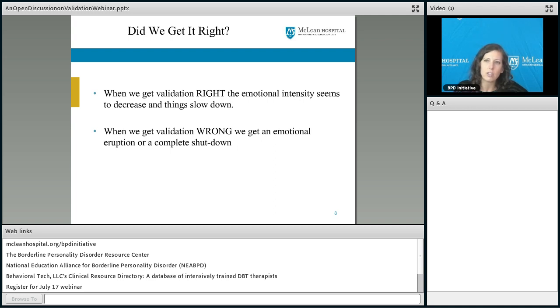And often when we get validation right, we get more information, okay? So people will start talking. They'll start telling you what's going on. They'll start giving you more information about the situation. And when we get validation wrong, we tend to get one of two sort of extreme reactions. The first one we get is an emotional eruption, right? So the emotion actually gets worse, which doesn't mean that validation causes an increase in emotion. It just means we didn't quite get it right.